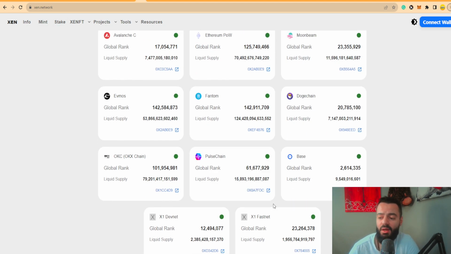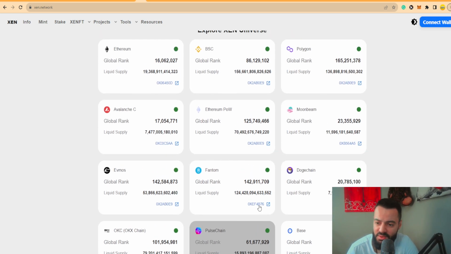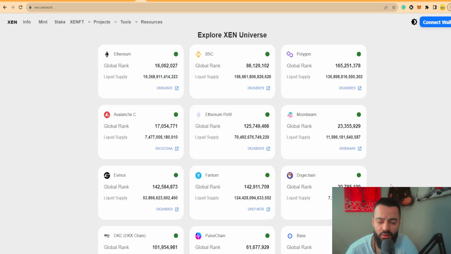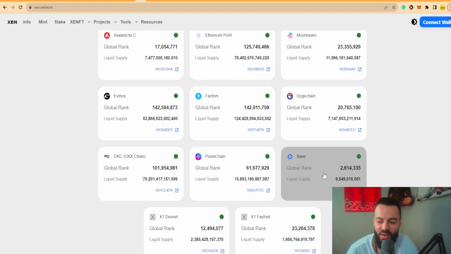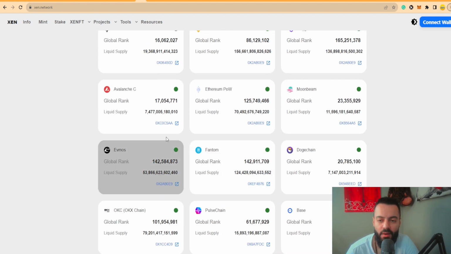With that being said, I went in and actually started minting on here. I didn't go too crazy, because I'm diversified into a lot of these chains in terms of Zen. Do I really need another chain to diversify into? Not really, guys.